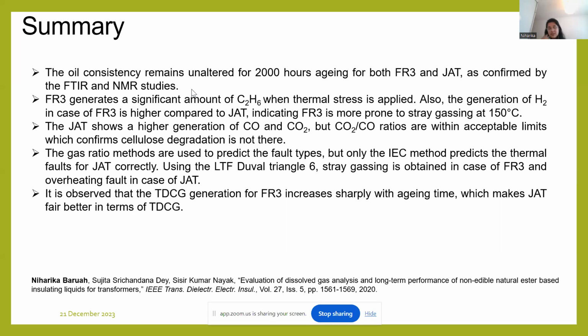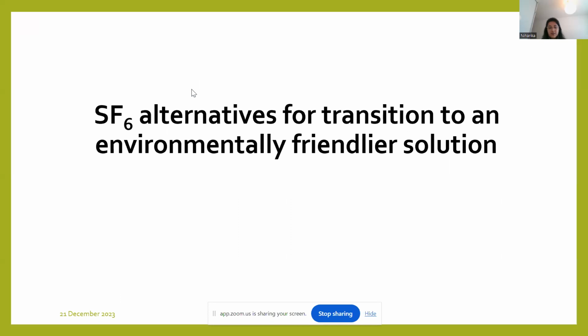So this was some of the work that I did during my PhD, and these are being published. But now I would also like to give a general overview about the SF6 alternatives that I'm researching presently at the University of Manchester.